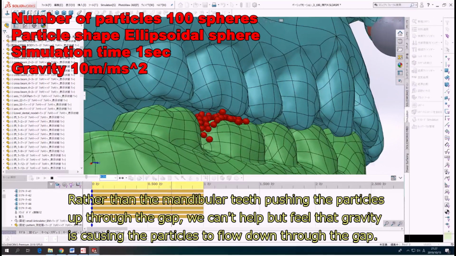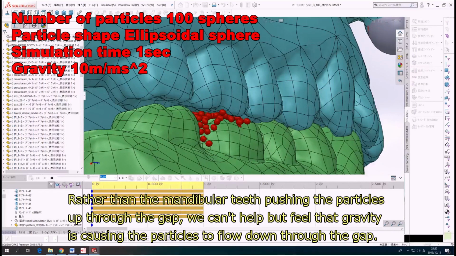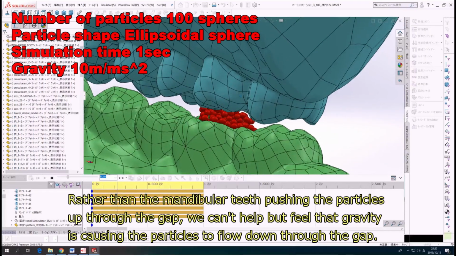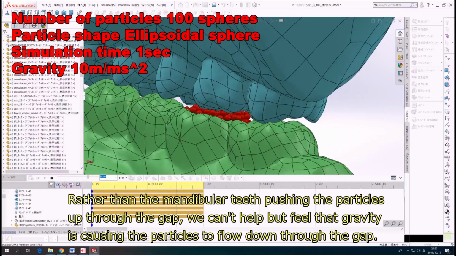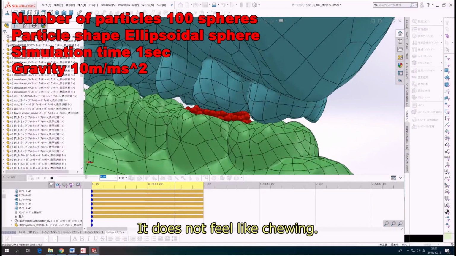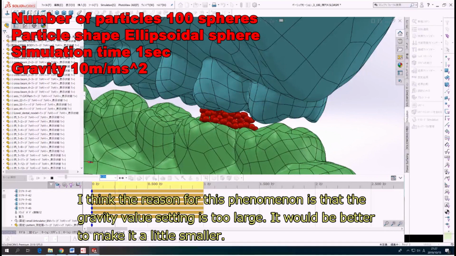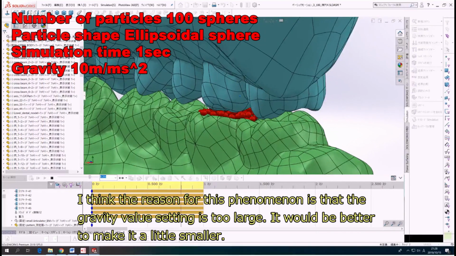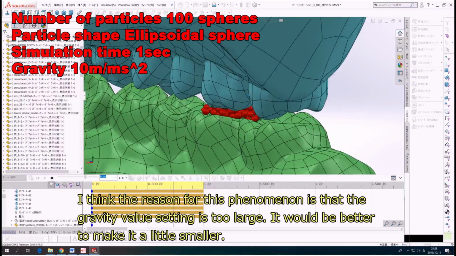Rather than the mandibular teeth pushing the particles up through the gap, we can't help but feel that gravity is causing the particles to flow down through the gap. It does not feel like chewing. I think the reason for this phenomenon is that the gravity value setting is too large. It would be better to make it a little smaller.